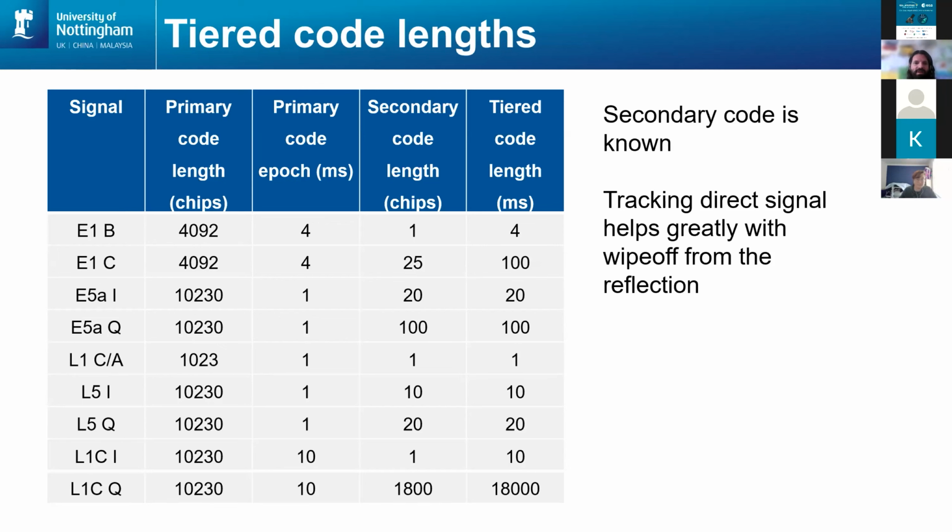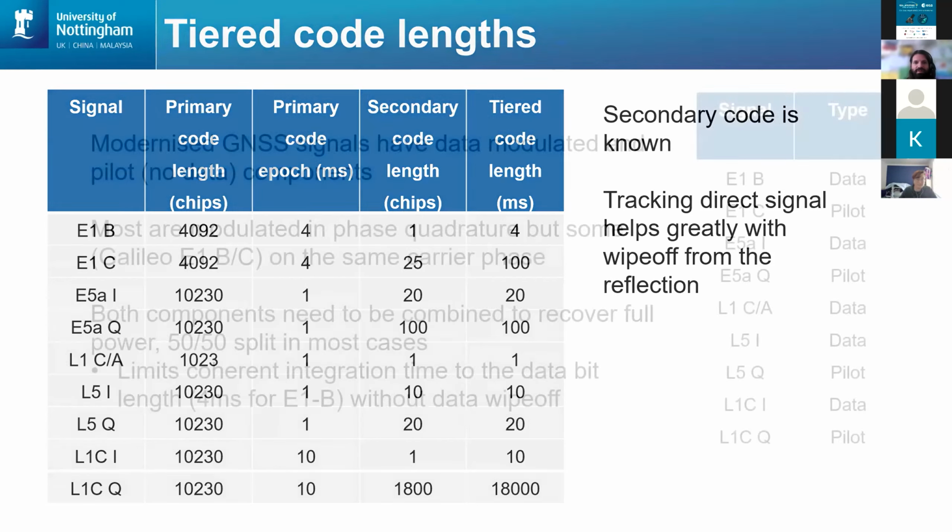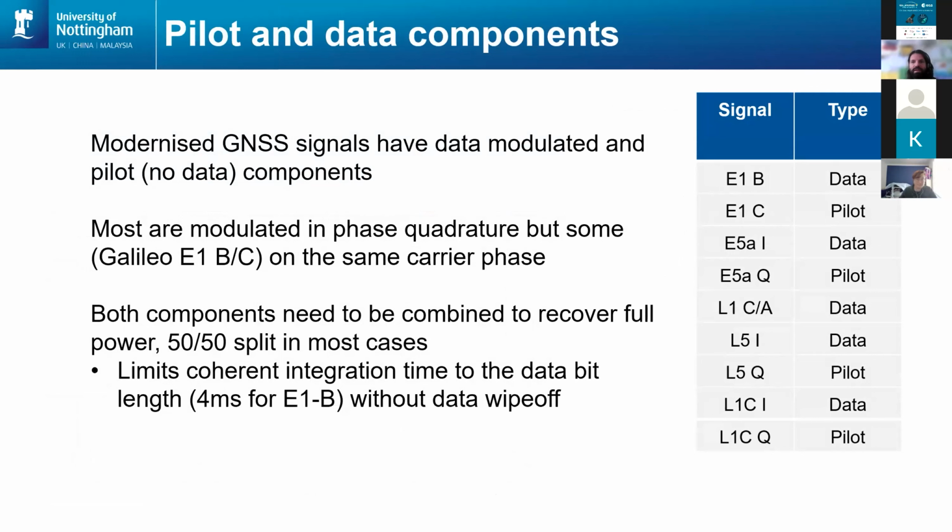And generally now the data bits are aligned with the length of this secondary code as well. So when the secondary code finishes, then you have some data modulation. But what you'll notice, there's mention here of I and Q channels, B and C. There are different components for each signal, so there's not just a single component for every signal now. And now we have things called data and pilot channels.